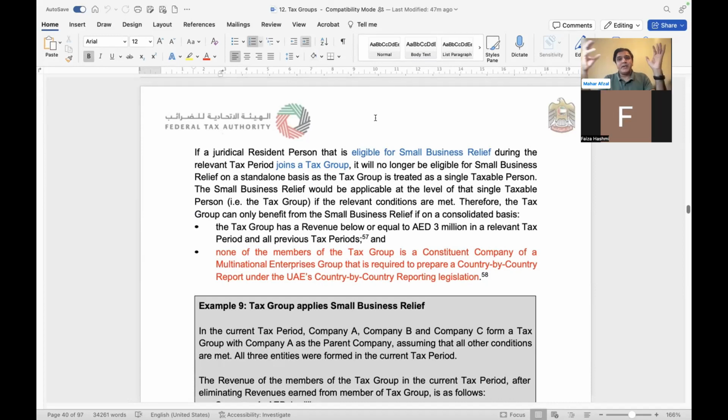If an individual member is joining a tax group, we do not ascertain the total revenue of the individual member. We need to ascertain the total revenue of the group. There are two conditions, as I mentioned earlier as well. The tax group has a revenue up to 3 million. Second thing, and this is very important, none of the members of the tax group is a member of a multinational enterprise. If any single member is also part of a multinational enterprise group, the group will not be able to enjoy the small business relief.